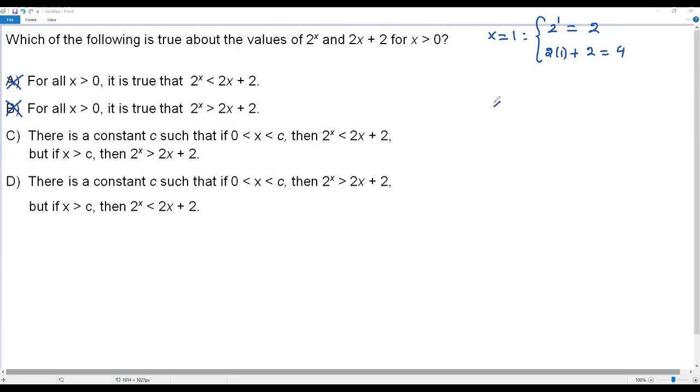Now let me take the next integer value, that is 2, for x. Let me plug 2 for x into the given expressions. Then I'm getting 2 to the second power, which is equal to 4. And 2 times 2 plus 2, which is 4 plus 2, equal to 6.